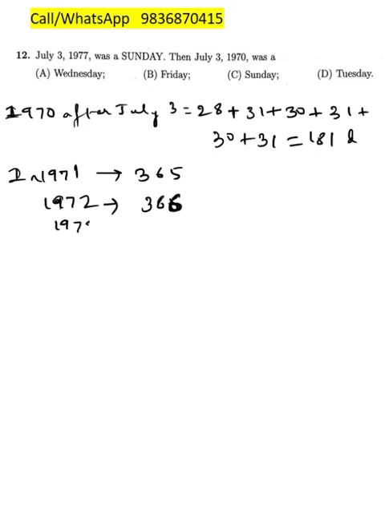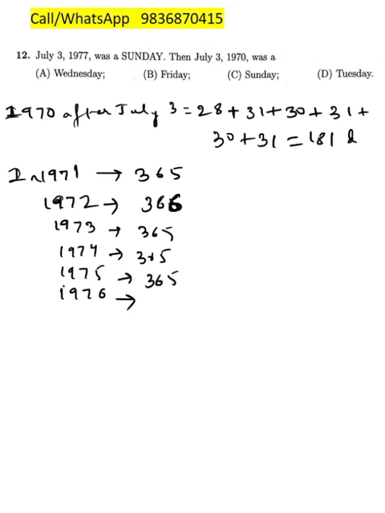Then again 1973, 1974, 1975 and 1976. So these are 365, 365, 365 and this is again 366. And then you have 1977 till July 3.